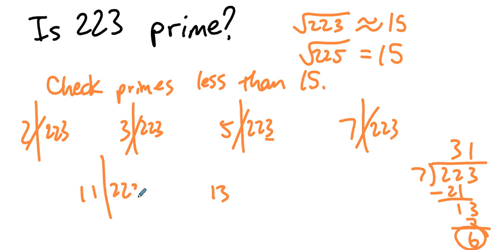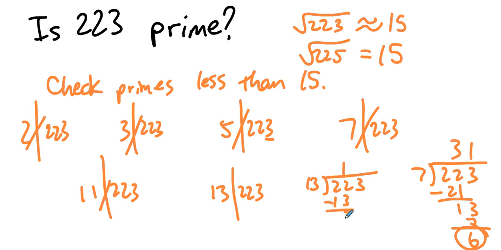Does 11 divide 223? What's the alternating digit sum? 2 minus 2 is 0, plus 3 is 3. 3 is not a multiple of 11. No, 11 does not divide 223. Does 13 divide 223? Don't know. There's no good test for 13. So we try again. There's a remainder. No, 13 does not divide 223.